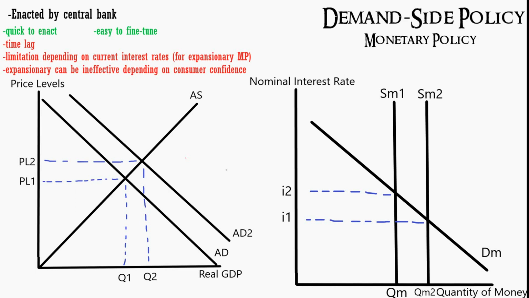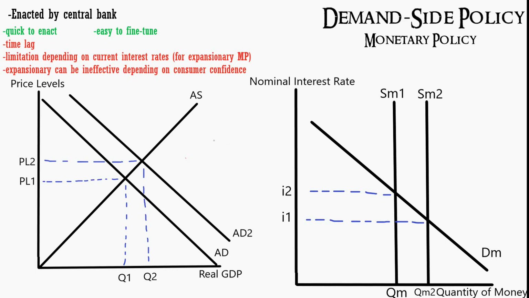There's two tools, and the first are interest rates, and the second is the supply of money, which is a little more complicated, so I'll get into that later, because there's different ways, different means, to change the supply of money.